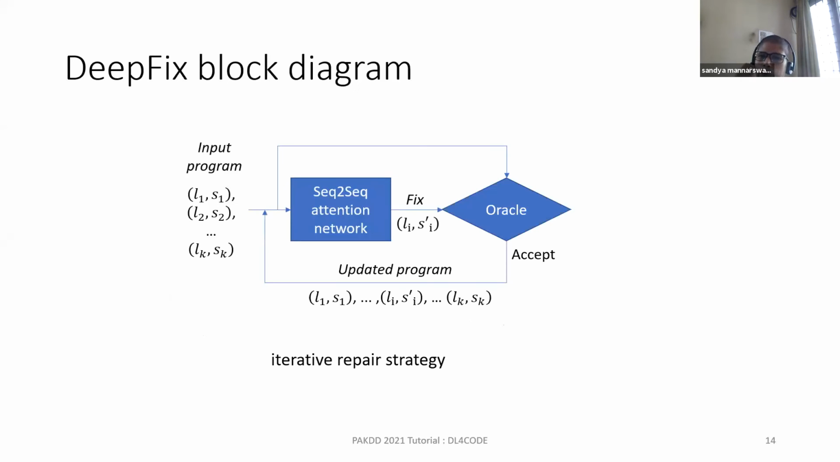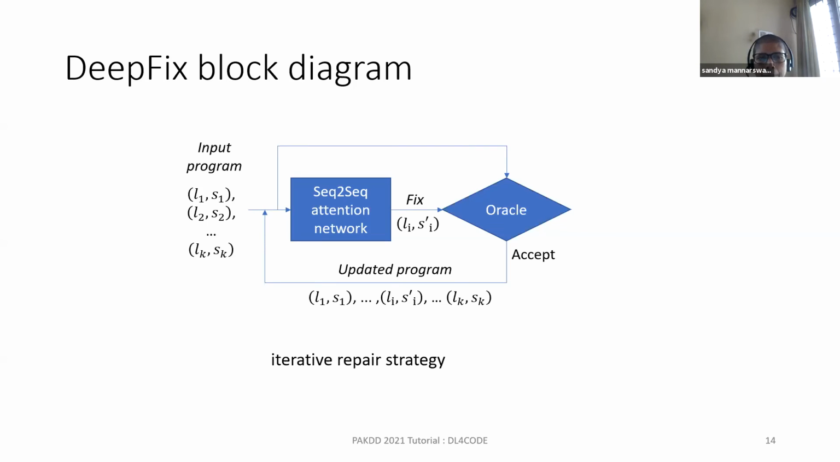Let me quickly go over the DeepFix block diagram. They model the input program as a tuple of a line number and a statement. That is sent to a DL4Code model, which suggests a fix as a line number and the modified statement. Now you might be wondering why we have this oracle and this kind of feedback loop. The issue is that a program can have multiple errors.